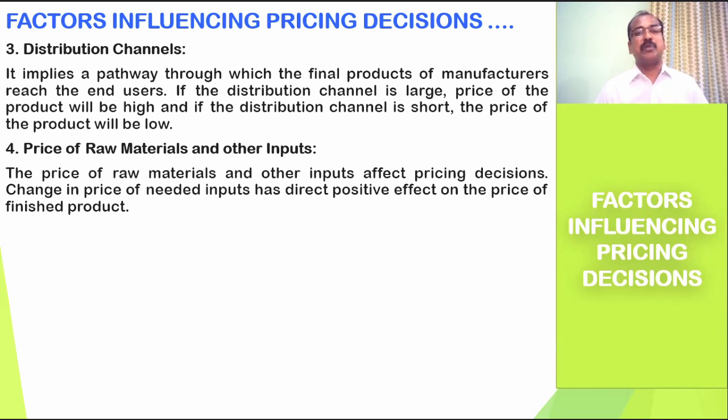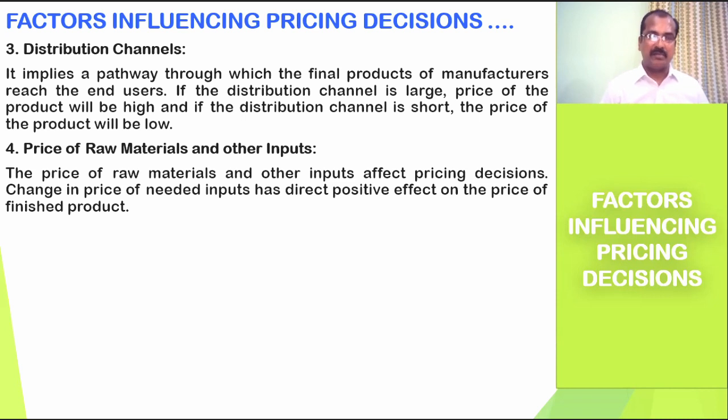The fourth point of influence here is price of raw materials and other inputs. Obviously, if the price of the input for making a marketing offer is going up, the price of the marketing offer will also go up. If the prices of the inputs come down a bit, there is a possibility for the marketers to bring down the price of the marketing offer and make it available for the consumers at an affordable or lesser price. So this is the idea behind the fourth one.